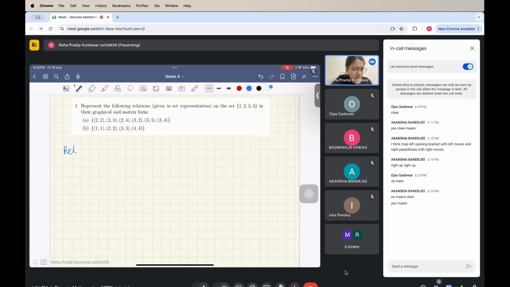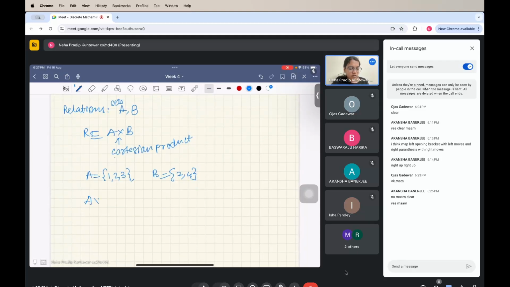So, what are relations? Say you have sets A and B, and you define R to be a subset of A cross B, and this cross is a Cartesian product. So, for example, say A is {1, 2, 3}, and say B is {2, 4}, then how many elements does A cross B have?